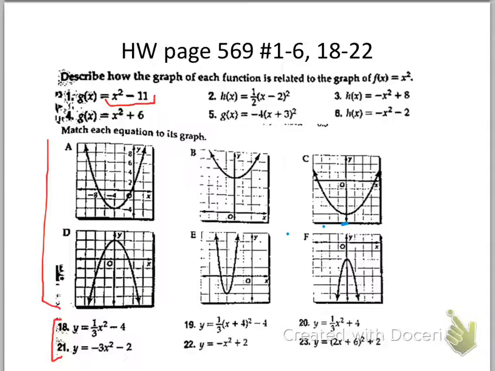You know what, guys? I screwed up. The first 6, you're just describing. And in 18 through 22, you're matching. I read the directions backwards. Sorry about that. So in number 18, you're finding A, B, C, D, E, or F, which graph this is. In numbers 1 through 6, you're just going to write a sentence that describes how it is related to x squared. Okay? Good luck. And I'll see you tomorrow.